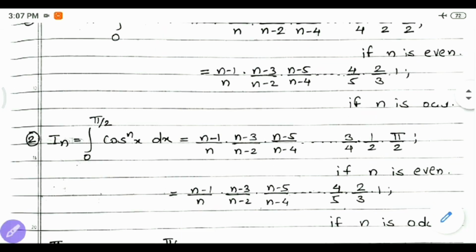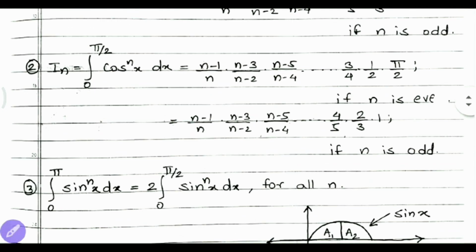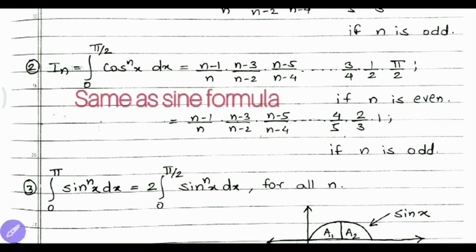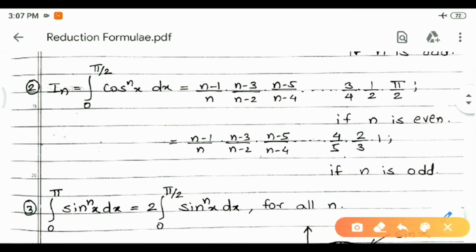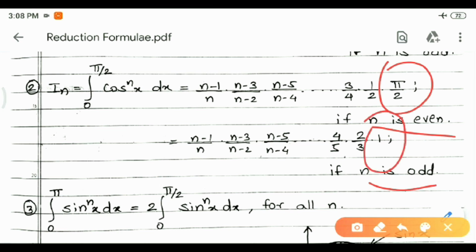Then let us move to the next formula. The next formula is for the integral 0 to pi by 2 of cos raised to n x. The formula for cos raised to n x and the formula for sine raised to n x are exactly the same, no change at all. Whenever n is even, the last term is pi by 2, and whenever n is odd, again the last term will be 1, and the first term for both will be n minus 1 upon n.